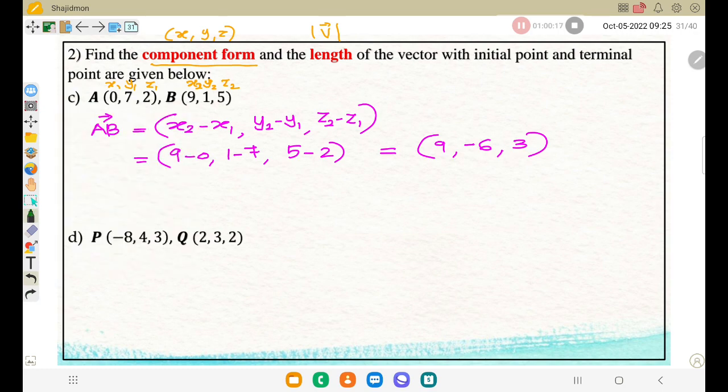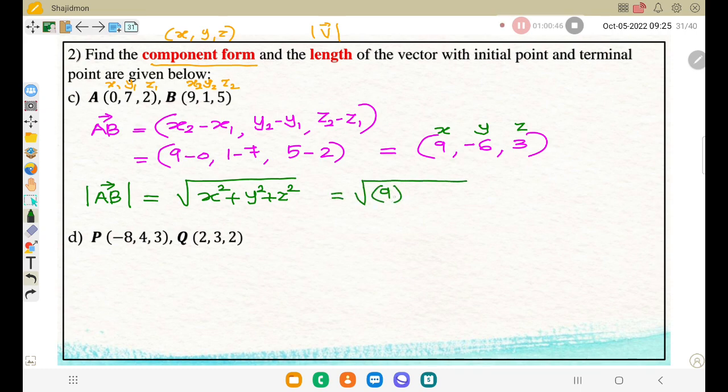So in that question, what is the x component? 9. Y component? Minus 6. Z component? That is 3. Correct? Now we need to calculate the magnitude of vector AB. So what was the rule? Root of, in space, x power 2 plus y power 2 plus z power 2. Correct? So equal root of, what is the x number? 9 power 2 plus y, minus 6 power 2, plus z, 3 power 2.